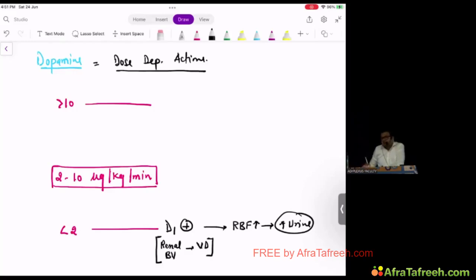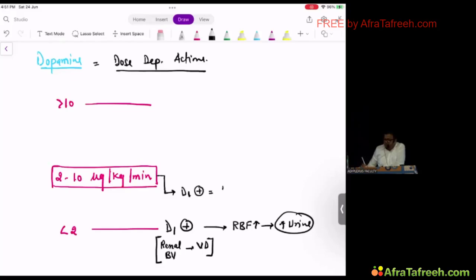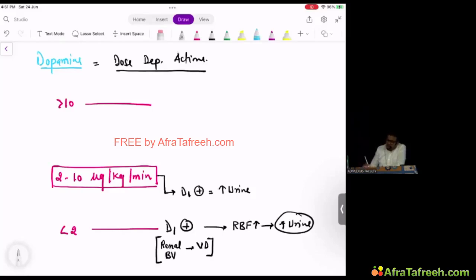Now you increase the dose to 2 to 10. At this dose, it will continue to act on which receptor? Which action will continue? D1 stimulation will continue. So D1 stimulation leads to increase in urine, that we have discussed. That action will continue, it will remain. But at high dose, one action will be added.